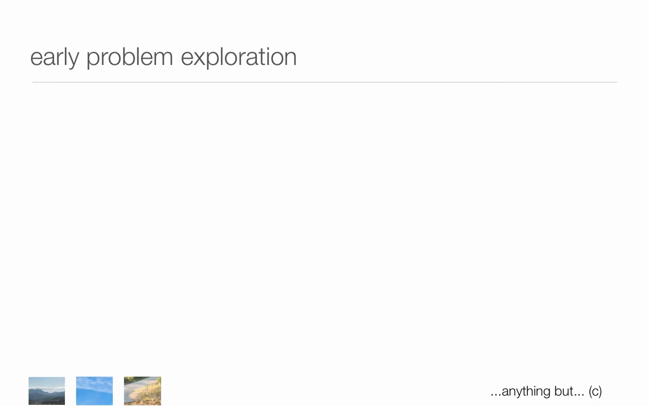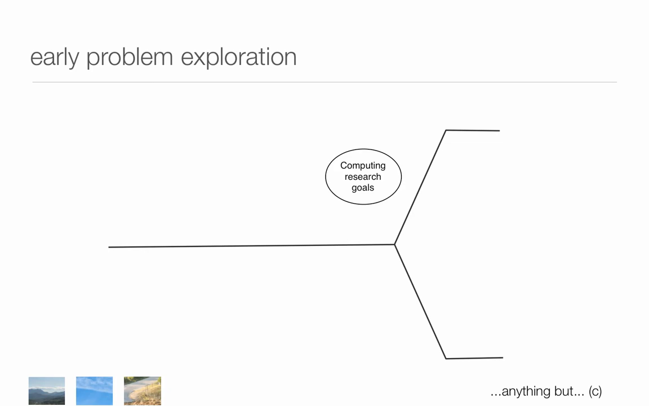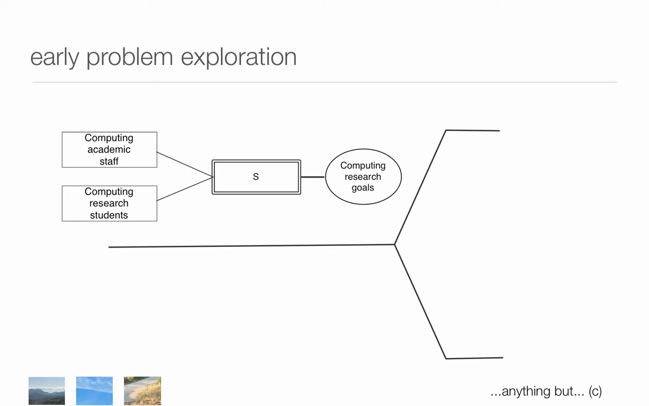So we started by exploring the problem. We knew what the initial requirements were, the research goals set by our head of department. That gave us an indication of the context of the problem, which had to include our computing research students and academics. So our initial problem is quite simple, to meet such research goals within the identified context.